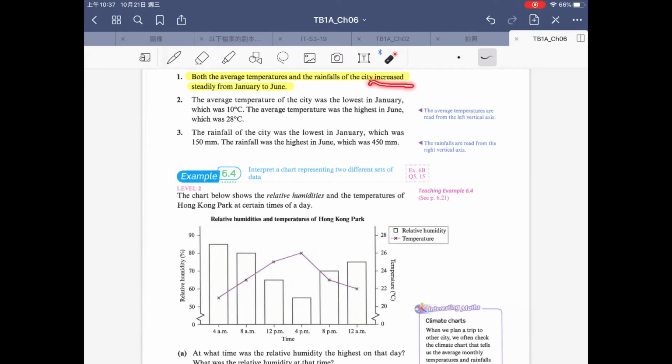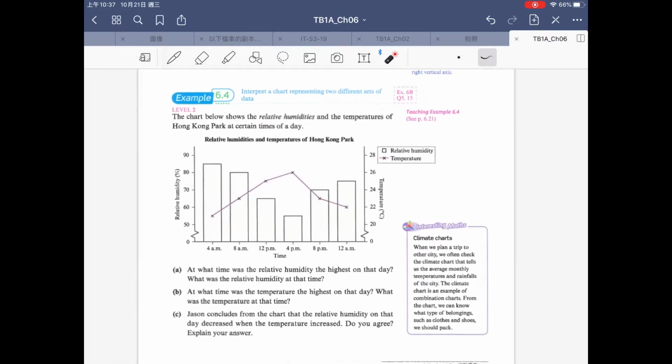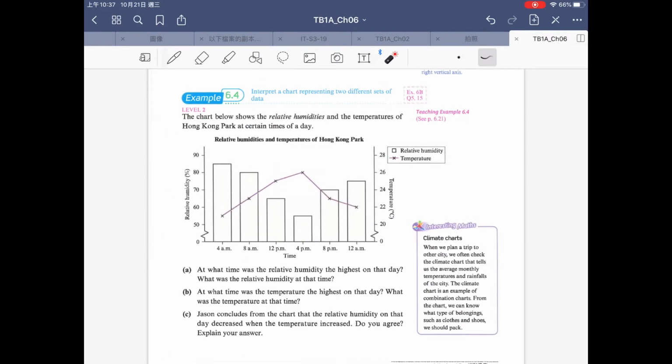Again, we can use increase steadily. Both temperature and rainfall increase steadily from January to June. So we can use this wording again, increase steadily, but this time both of them increase steadily from January to June. Okay, let's look at the example.